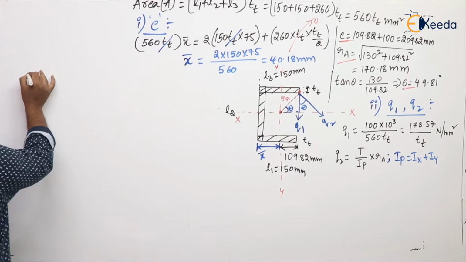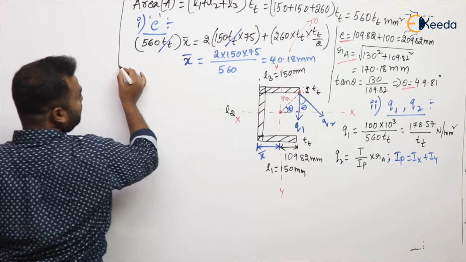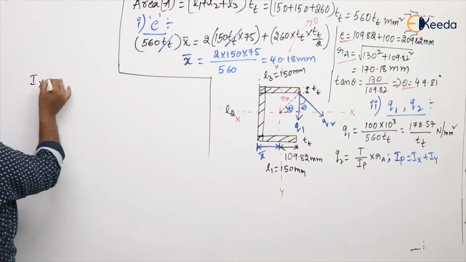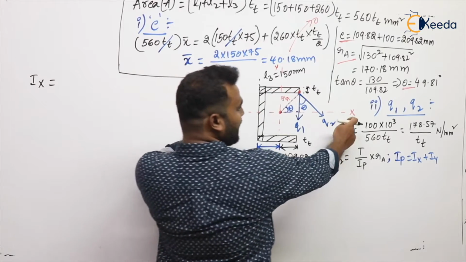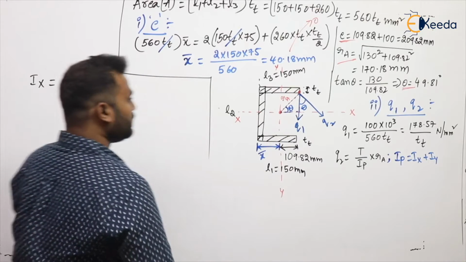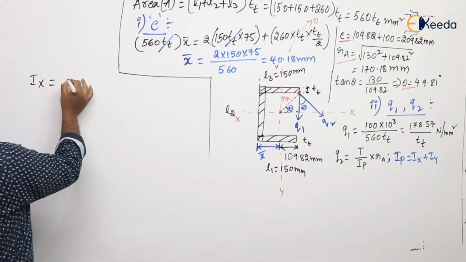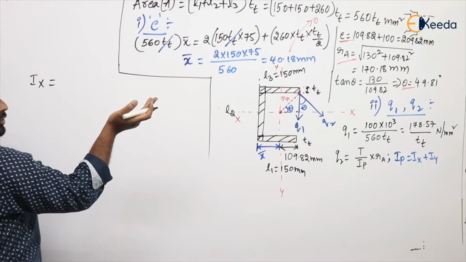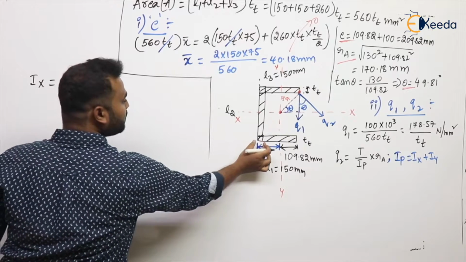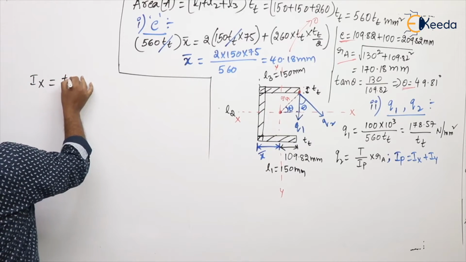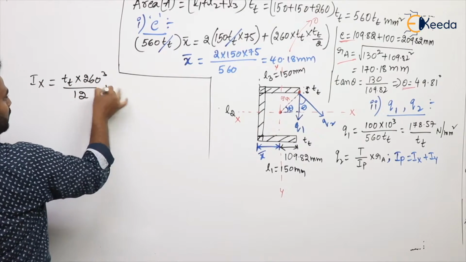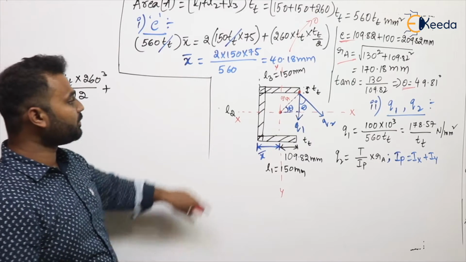Now Ix. How to calculate Ix? It means moment of inertia of this cross section along this axis. Now consider this as a vertical rectangle and this as horizontal rectangles. Now for vertical rectangle, we know that moment of inertia formula is bd cube by 12. So for this vertical rectangle, b is nothing but thickness. Clear? So tt into 260 whole cube by 12. That is the moment of inertia of this vertical rectangle.